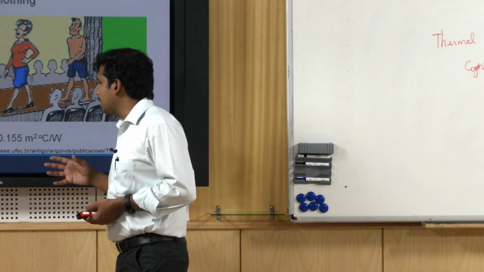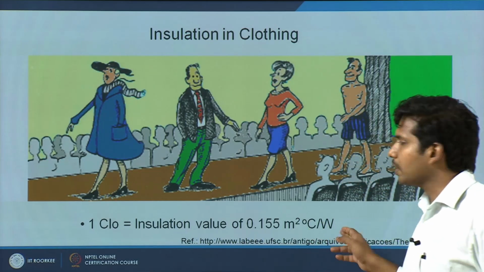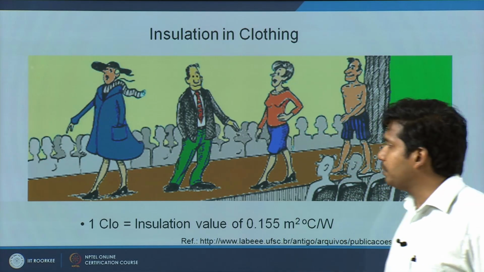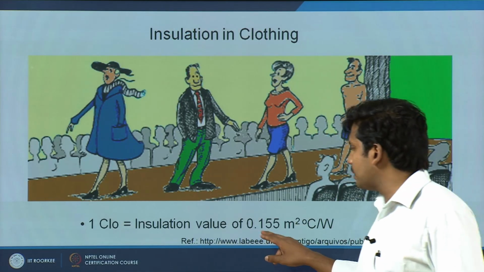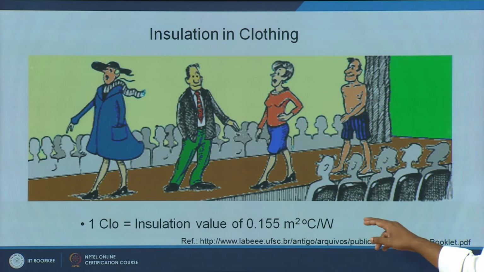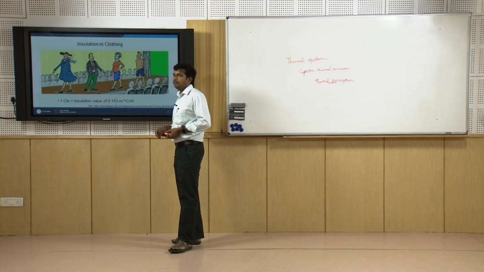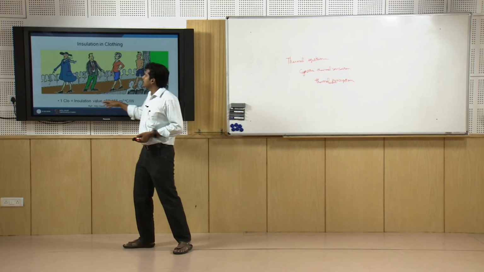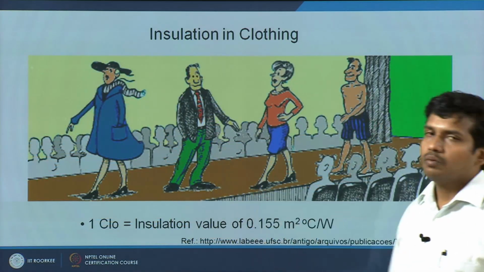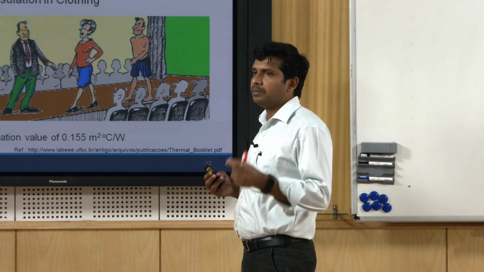The clothing insulation is typically a resistance value, meter square degree centigrade per watt, but again to simplify this we refer to a term called CLO. 1 CLO is equal to 0.155 meter square degree centigrade per watt. It depends from clothing type to clothing type. For example, this would be around 0.3 or 0.4, whereas a typical office wear could be around 1.5 CLO. It depends on the type of insulation and the material used.